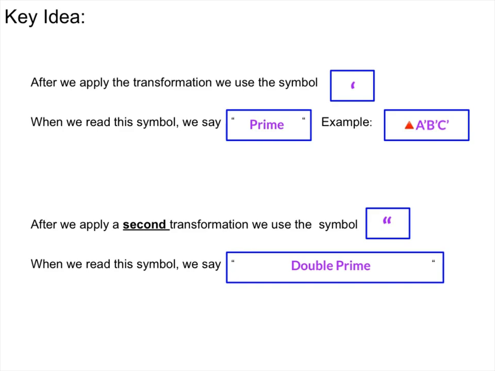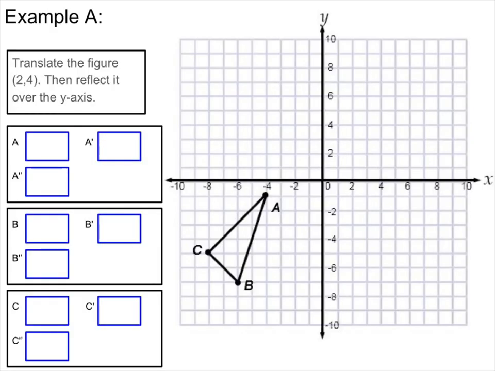Now let's take a look at example A. So here at example A, they tell us to translate the figure 2, 4, then reflect it over the y-axis. So we're going to be doing two things to each point here. So notice our boxes, we have a box for A, a box for A prime, and a box for A double prime. So we're going to start by translating the figure 2, 4.